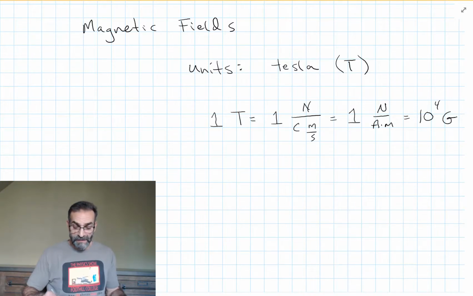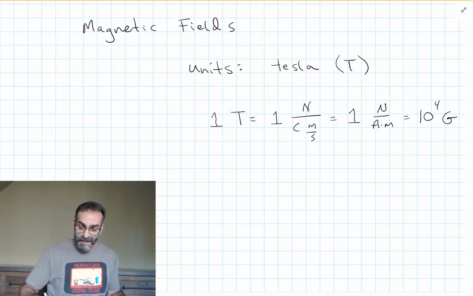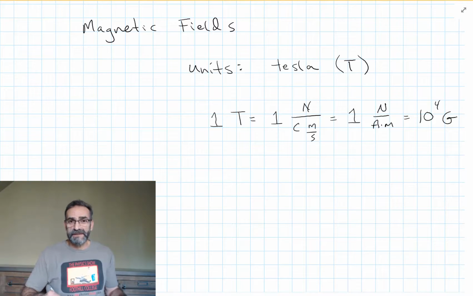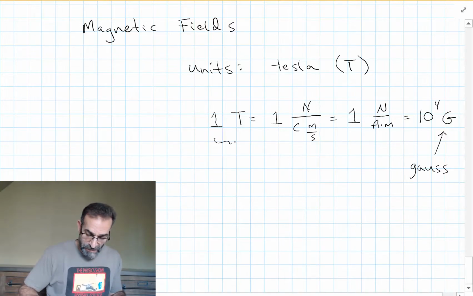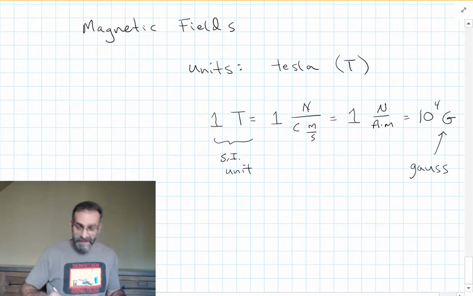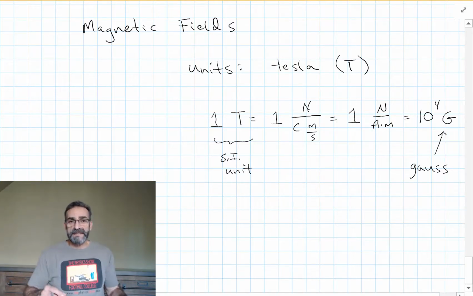One Tesla, if you look back at our equation for magnetic force, you could see must equal a Newton over a Coulomb meter per second. That's the same as a Newton over an amp meter. And another unit we use for magnetic field is the Gauss. People often use Gauss instead of Tesla, which is our SI unit, because it's more convenient. The Tesla is a fairly large amount of magnetic field.